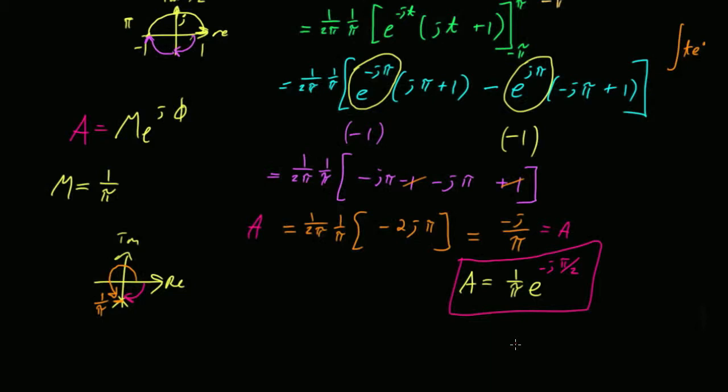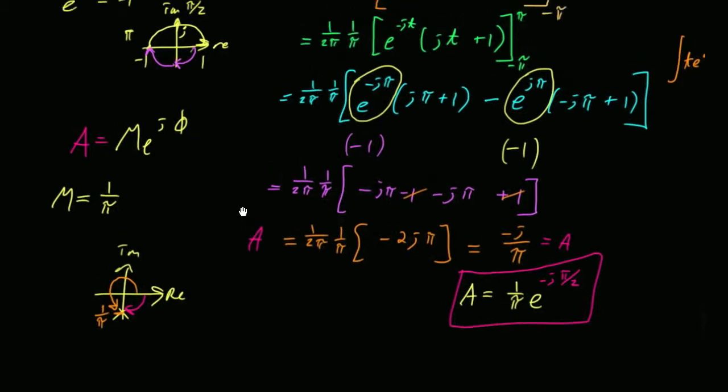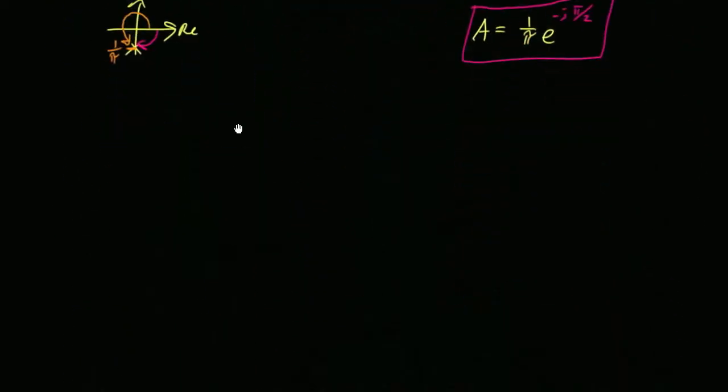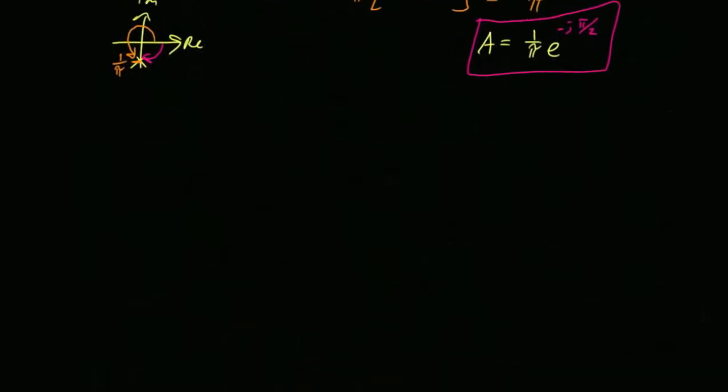Let's pick apart what that even means. So, I asked the question, how much omega equals 1 is in x of t, where x of t is our sawtooth? And the answer is A equals 1 over pi e to the negative j pi over 2. All right?